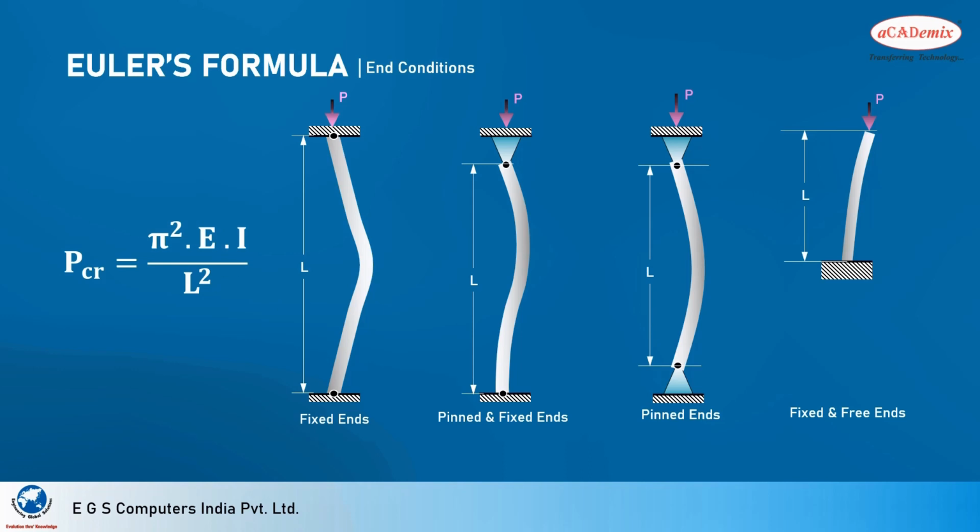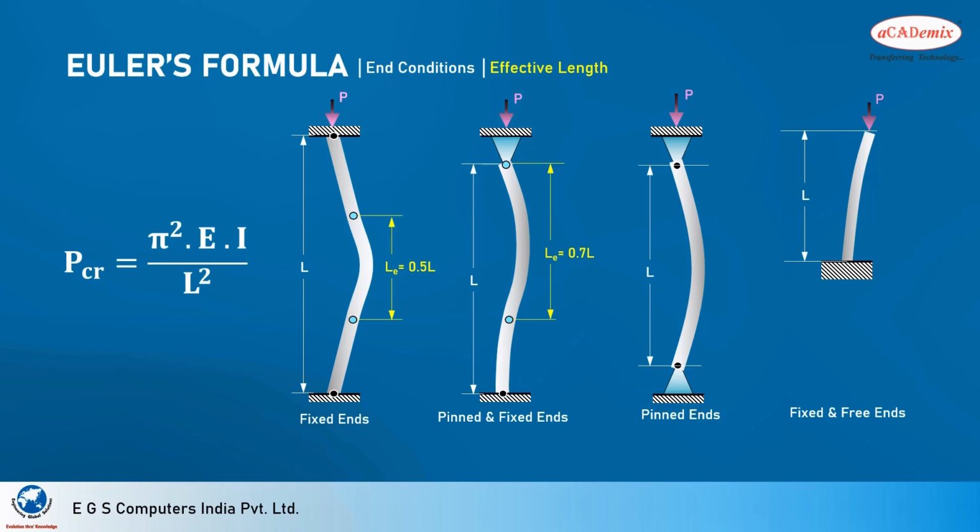In the actual case, the length L is replaced by another term called effective length, LE. It is the length of a component which is effectively restrained. For each condition, values are different. For fixed ends, it is 0.5 times the actual length of the column. For pinned and fixed ends, it is 0.7 times L.